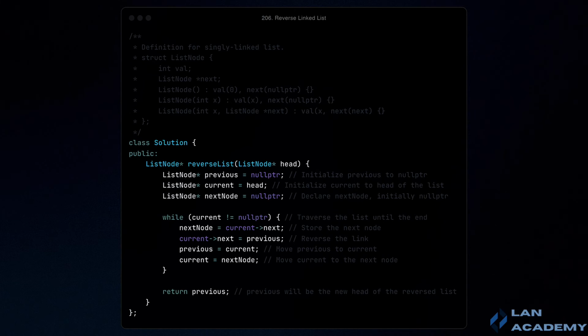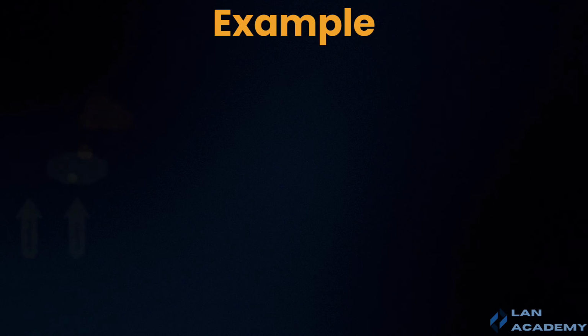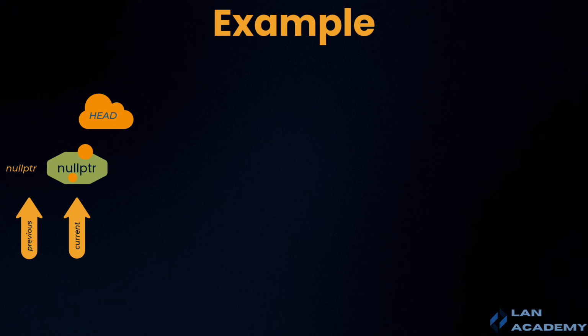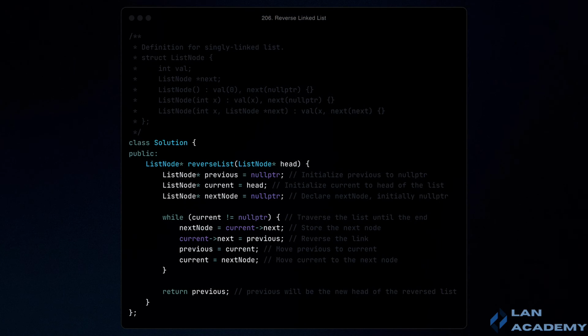This algorithm handles several edge cases efficiently. If the input list is empty, head is nullptr, current will be nullptr from the start and the loop will not execute, correctly returning nullptr. If the list contains only one node, the loop will execute once, reversing the link, which has no effect since it points to nullptr, and the function will return the single node as the new head. For a two-node list, the algorithm will correctly reverse the link between the two nodes, making the second node the new head and the first node point to nullptr.